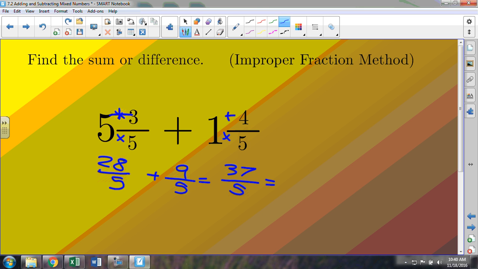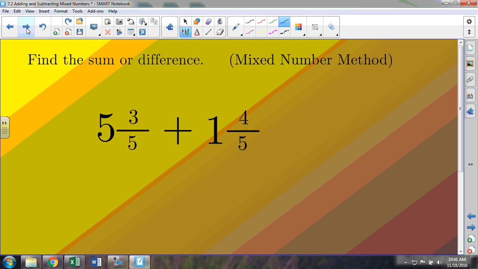37 divided by 5. 5 will fit in 7 times with a remainder of 2. There's our answer, 7 2/5. Same problem with the mixed number method.